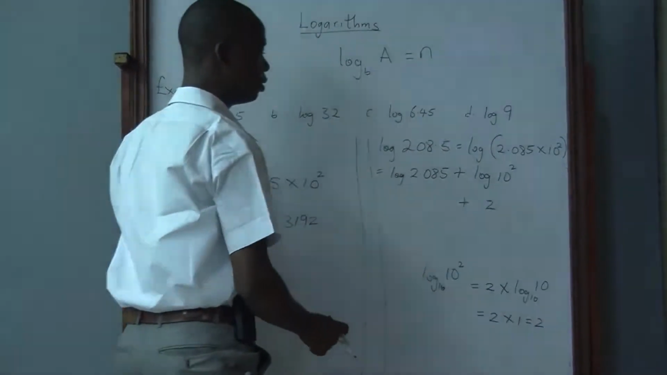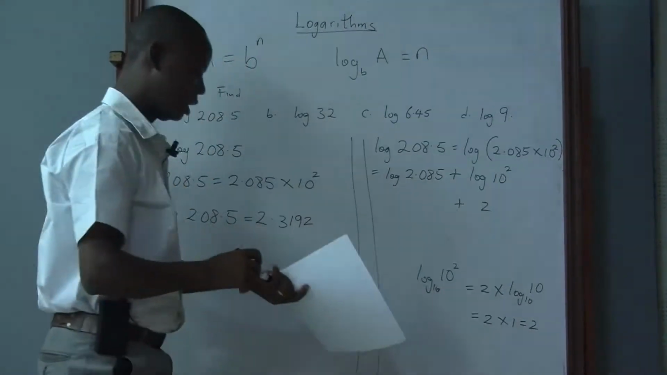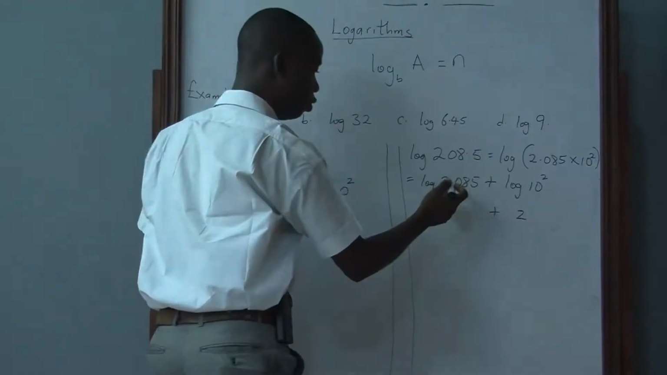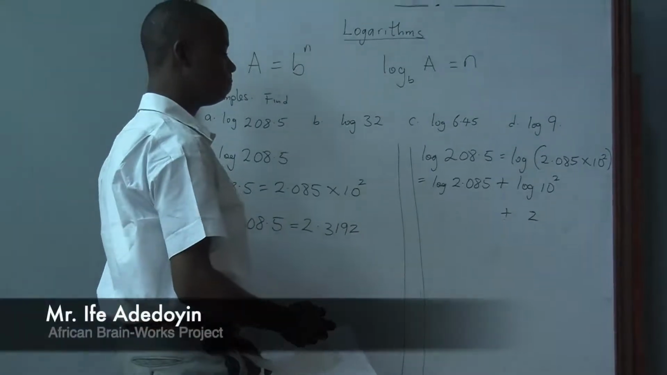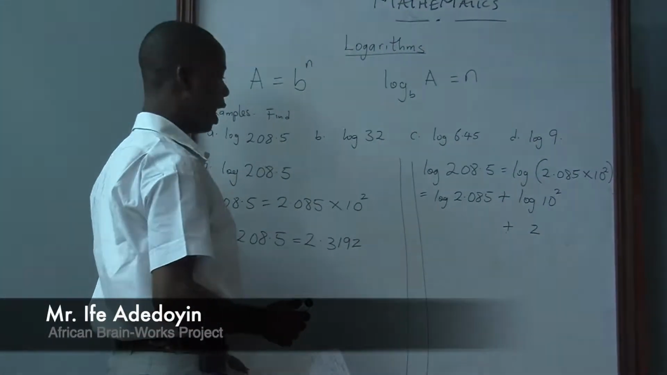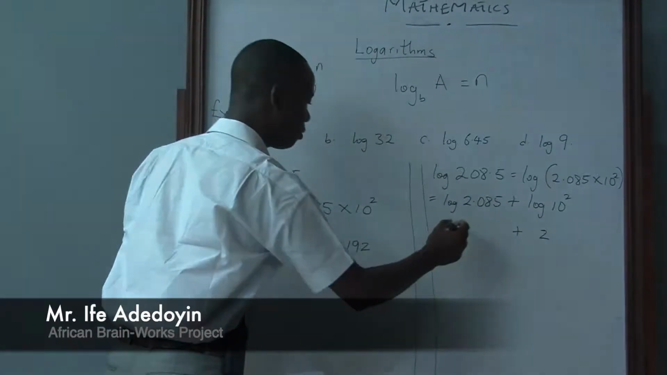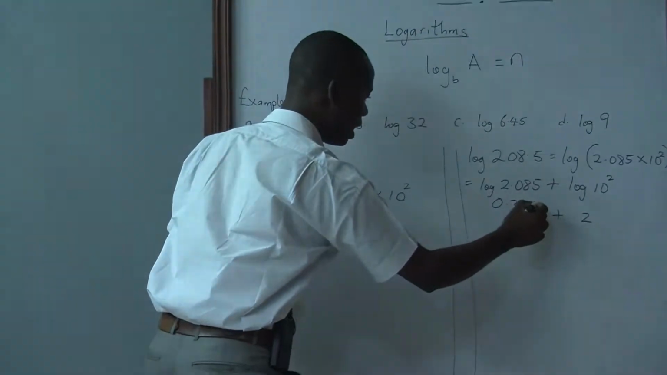All we just need to do now is to come here and find out what this will be in the log table. I'm not going to mind this decimal point again. You just look at 20 under 8, difference of 5. And 20 under 8 with a difference of 5 will give us 0.3192.